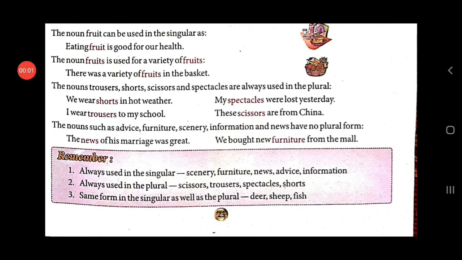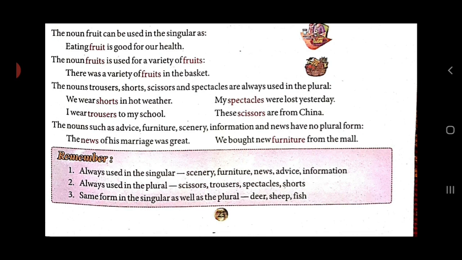Now, a few things which we discussed till now, children, are given in the box below, and you have to remember them. So again we will give a quick revision to that. First point says that there are a few nouns which we always use in the singular form. These words are children, scenery, furniture, news, advice, information.